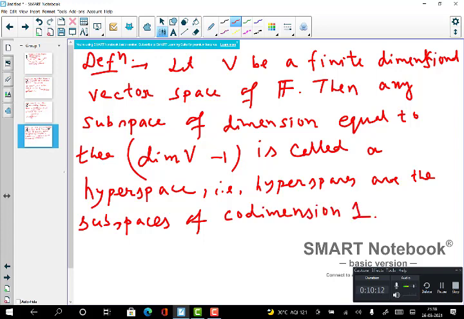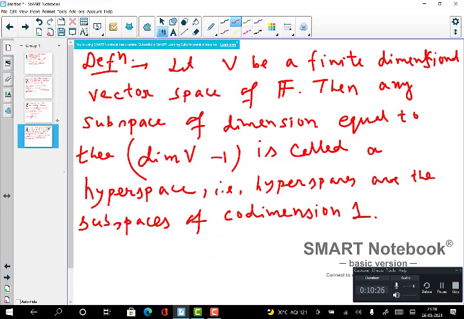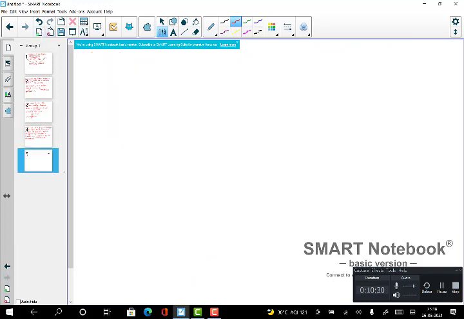So what does that mean? Co-dimension one means that it is actually dimension 1 less than the original space. That's called a hyperspace. Now, as per our discussion from before, it is clear that if you start with a non-zero functional, the null space of that is a hyperspace, right? So, example.